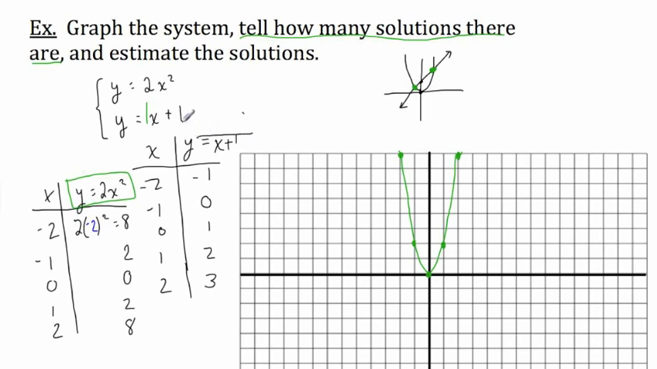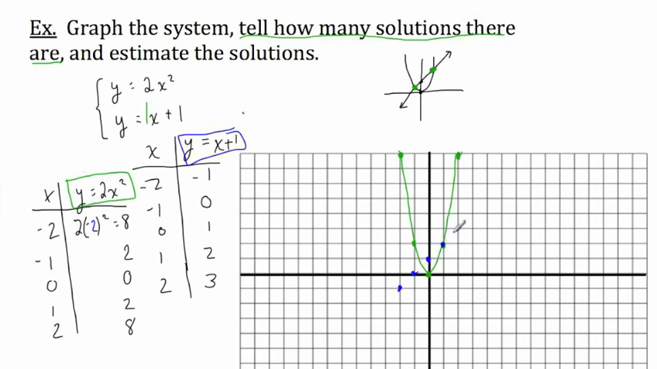And we'll graph that in blue. So we have an x-coordinate of -2 when y is -1, so we'll go to the left 2 and down 1. And -1, 0. And we're going to keep going.